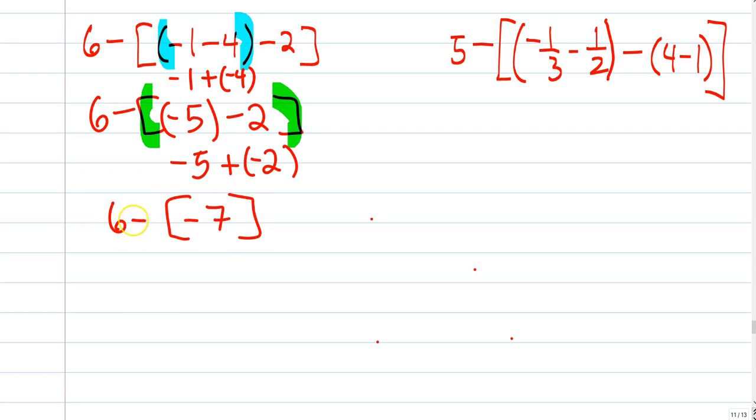Bring the rest down. Now all I have is 6 minus negative 7. Once again, subtraction problem. I don't do this in my head. I think of this as 6 plus a positive 7. And then 6 plus 7, how about 13? So check that out.